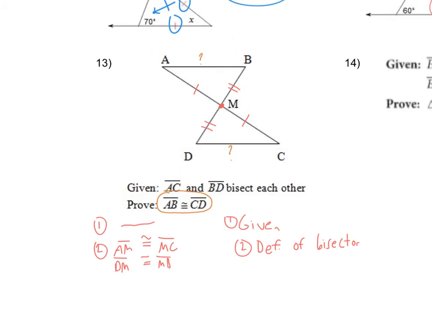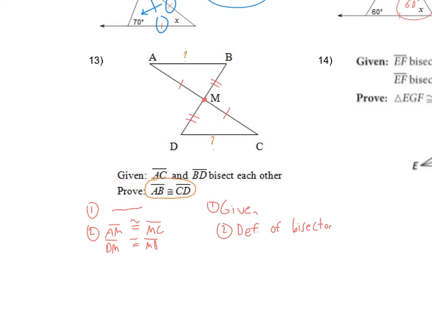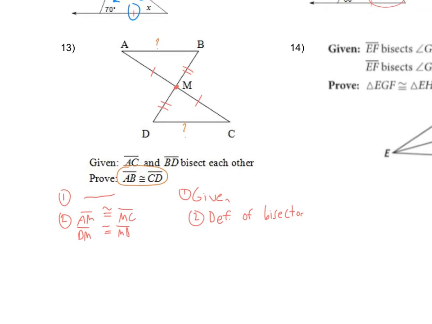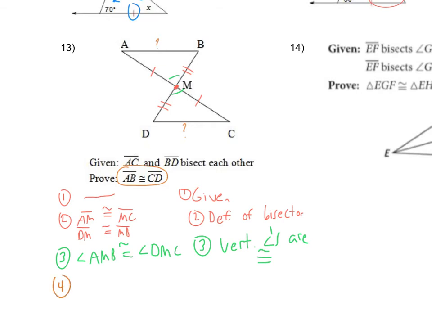Alright, so what else can we do? So it looks like in the two triangles we have side, side. If we could somehow get their included angles to be congruent, I think we could have congruent triangles. So how would that angle be congruent to that angle? They are vertical angles, right? So we could say angle AMB is congruent to angle DMC. And again, vertical angles are congruent. Okay. And now I think we have enough to state that we have two congruent triangles.